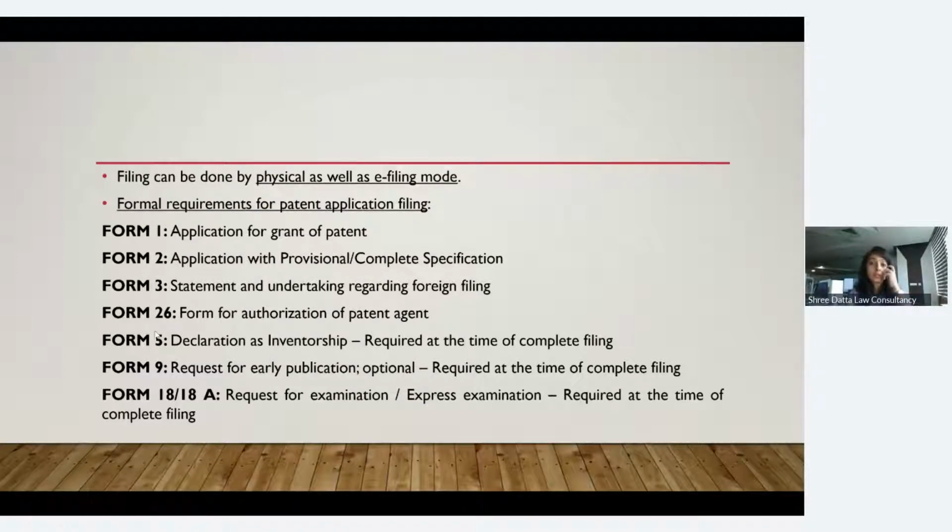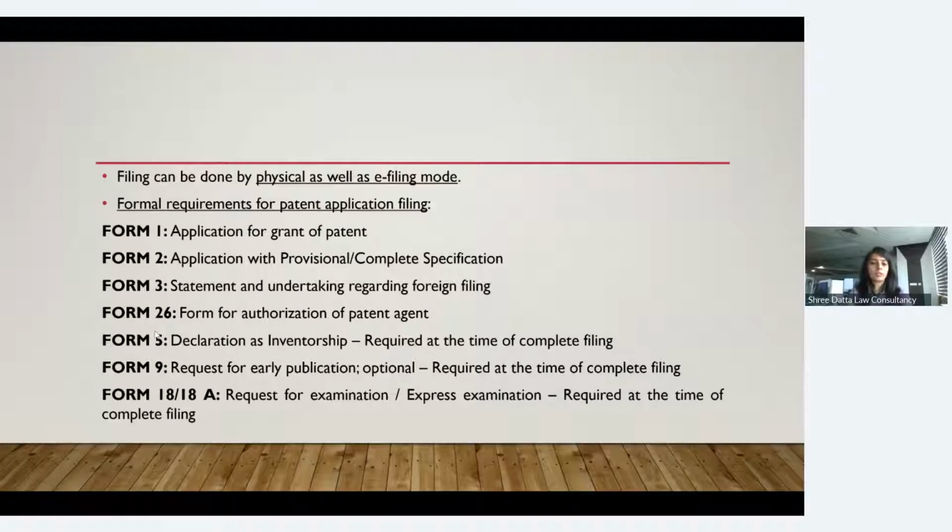Form 2 is the basic patent drafting. We can say that it may be a provisional or the complete. Then the Form 3, that every 6 months we have to file regarding the foreign filing. Then Form 26 for the authorization of the patent agent. If you are hiring any patent agent, then that client has to submit the Form 26. Then Form 5, declaration as to inventorship, that is required at the time of the complete specification or within 1 month of that complete specification. We have to file the Form 5.